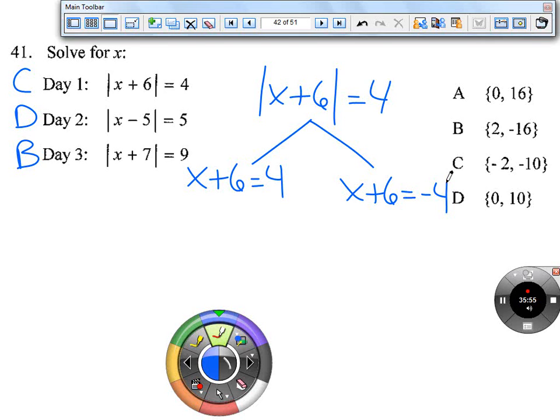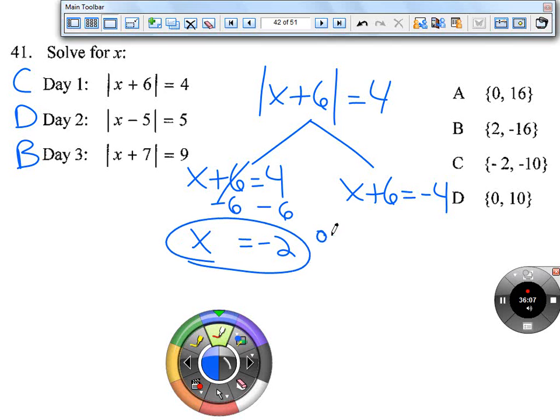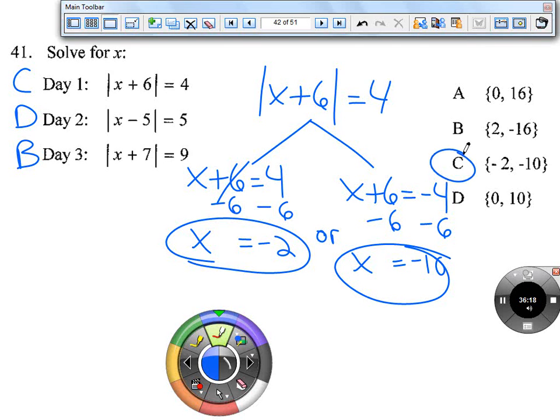And then on the left side, you just subtract 6. So we have x equals, and then we've got 4 minus 6, so that's negative 2. That's one answer. Or we've got another answer, subtract 6, so x equals negative 10. So make sure you look for both those answers, negative 2 and negative 10. So that's why it should be C.